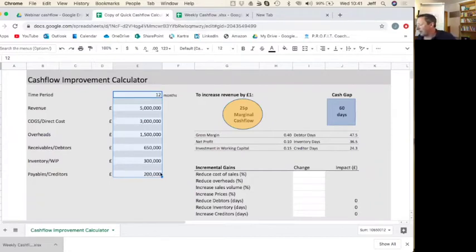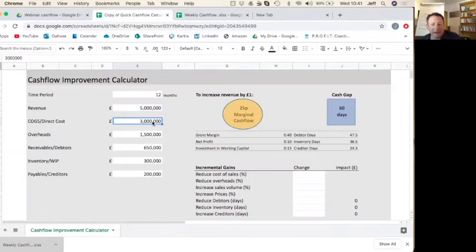We've got an example business here that's got 12 months. This is a 12-month period. The business does £5 million, and £3 million of that is cost of sales. So cost of sales will be a mixture of labor and material that is directly related to the sale that you make, so this fluctuates as your sales go up and down.